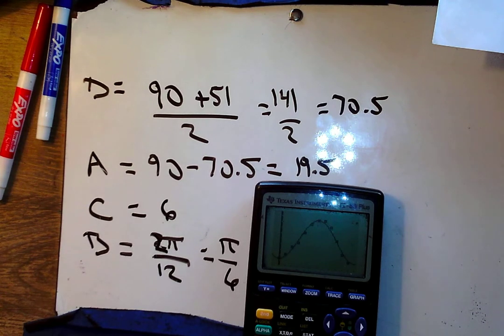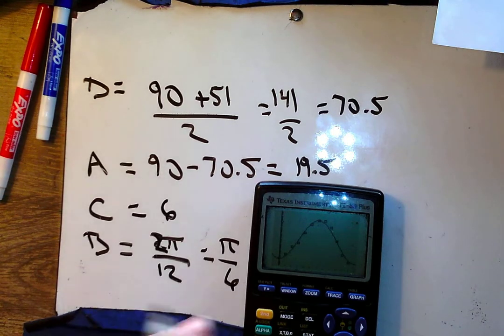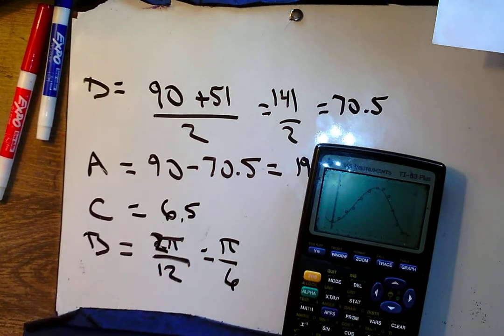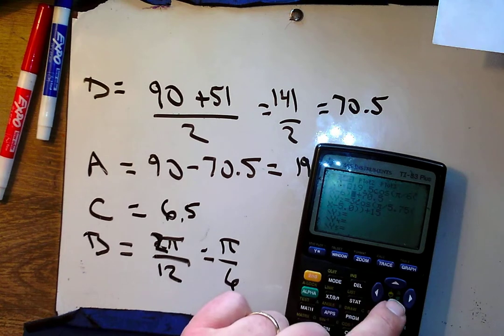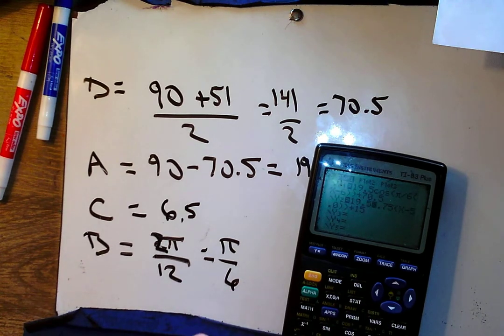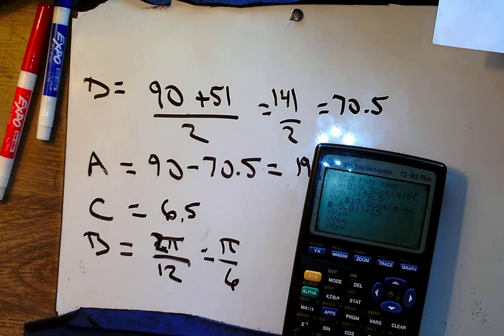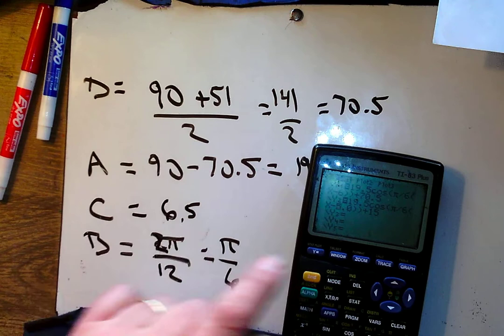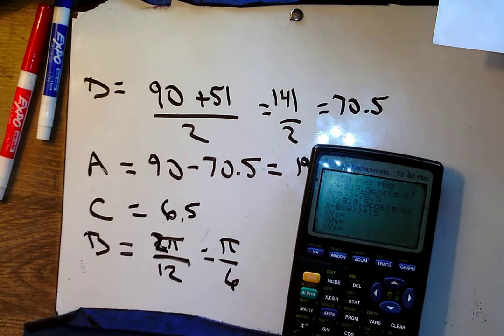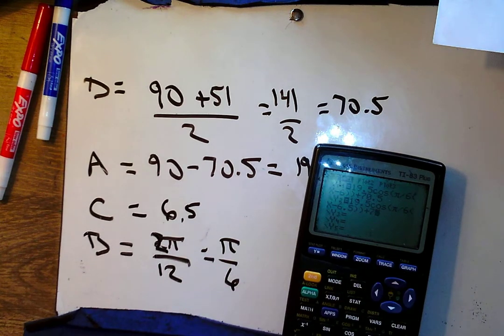Okay, well, so maybe we do want to go to the right a little bit. So maybe 6.5. Let's see if we like 6.5 better. Y equals 19.5 cosine pi divided by 6, parentheses, x minus 6, and I want 6.5 here, and plus 70.5.